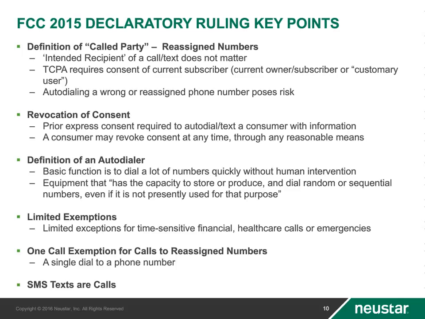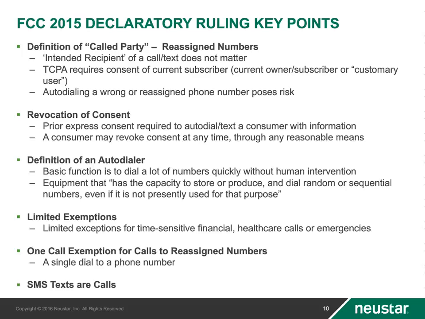And so this concept of what happens in the reassigned numbers context was something that was teed up for the FCC, and many callers had argued that the called party should be interpreted as the intended recipient of the call. In other words, whichever individual you were trying to reach at the telephone number is the person that should matter for purposes of consent. And others had said, no, the called party has to be the current subscriber. And that's the decision that the FCC went with.